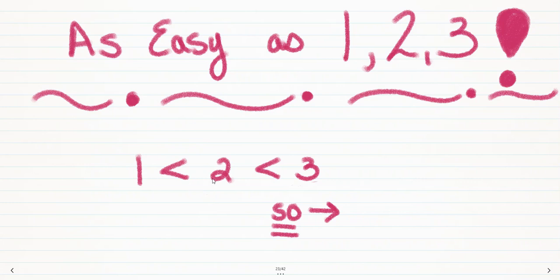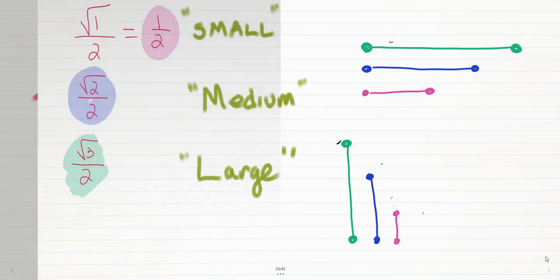And because 1 is less than 2 is less than 3, the square root of 1 is less than the square root of 2 is less than the square root of 3. And because that inequality holds, if we divided them by 2, the inequality still holds because it's a positive 2. It wouldn't hold if we had a negative 2. If it was dividing by a negative, then the inequality signs would reverse. But because 1 is less than 2 is less than 3, we have that 1 over 2 is less than the square root of 2 over 2 is less than the square root of 3 over 2.